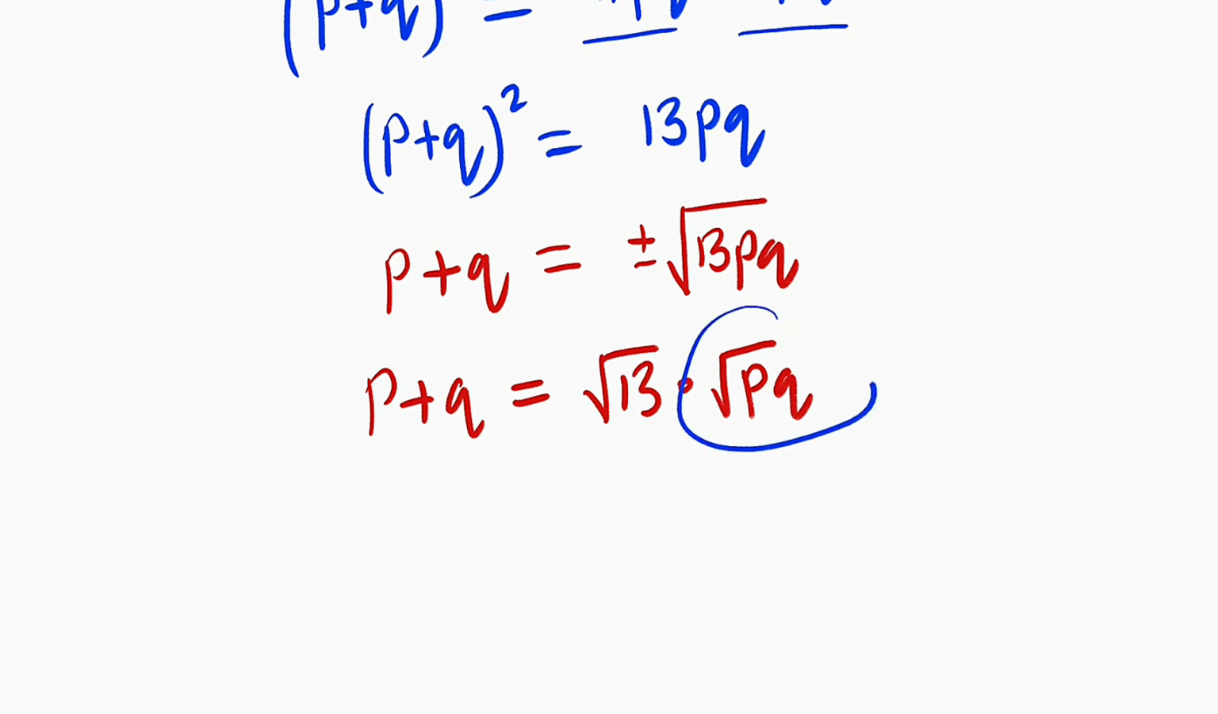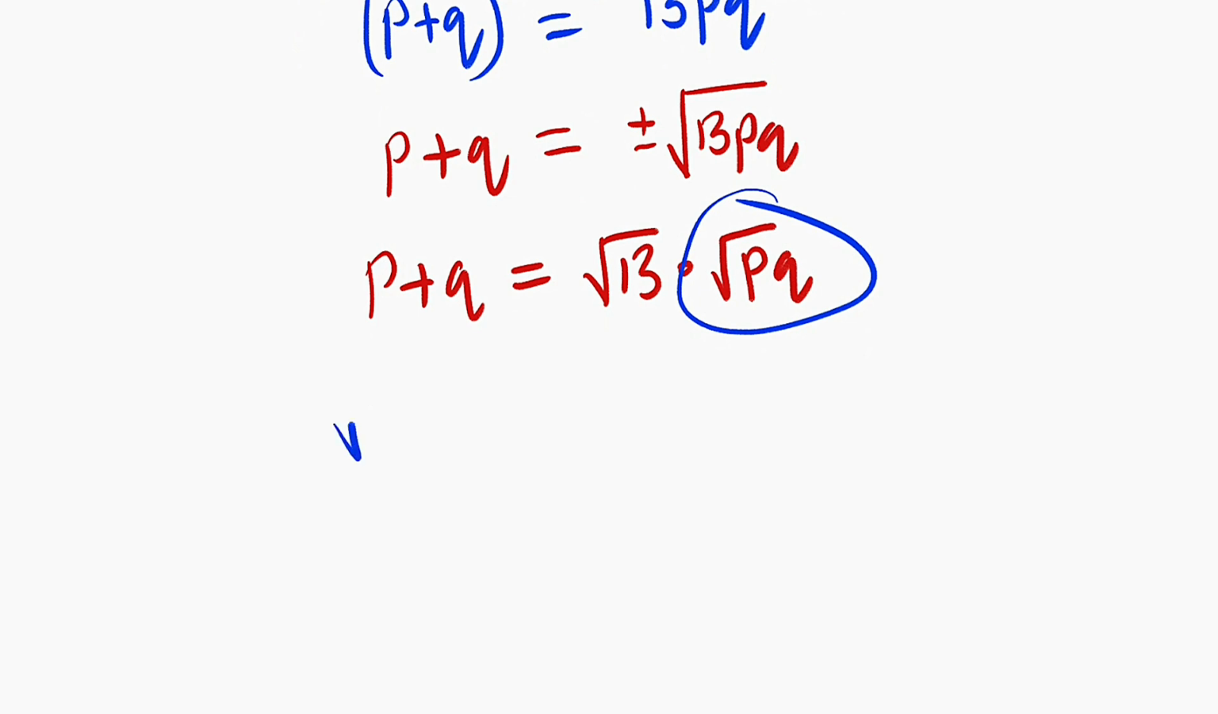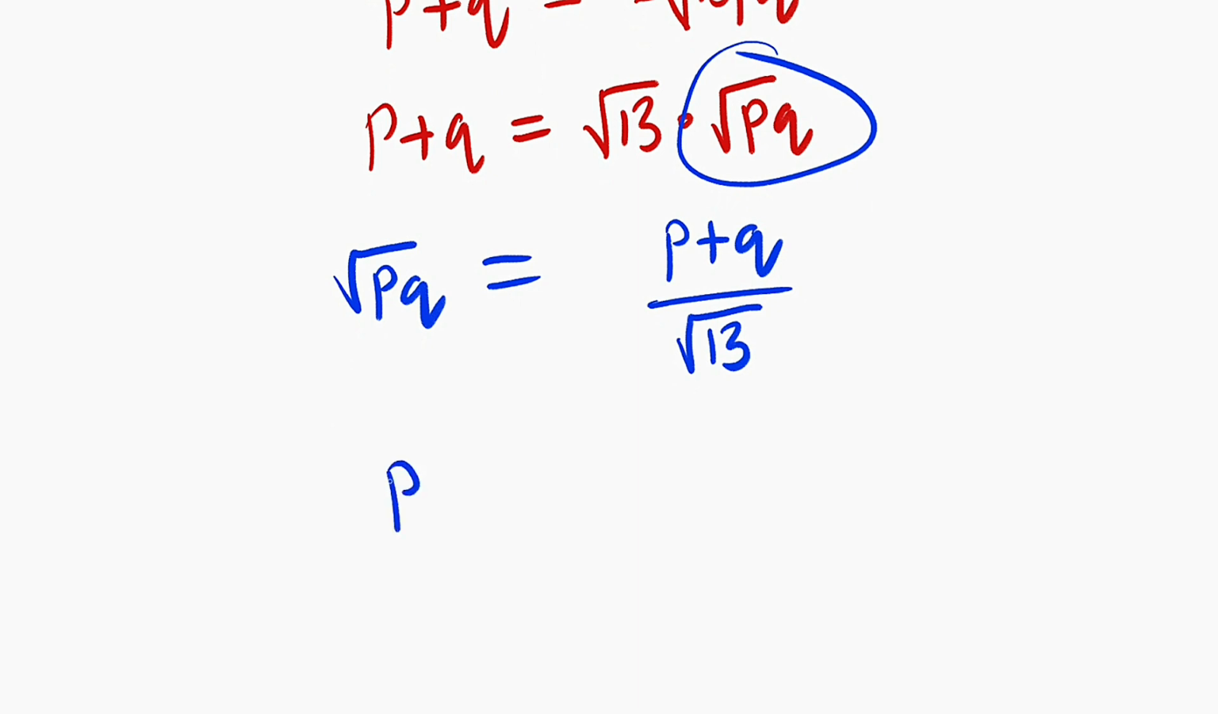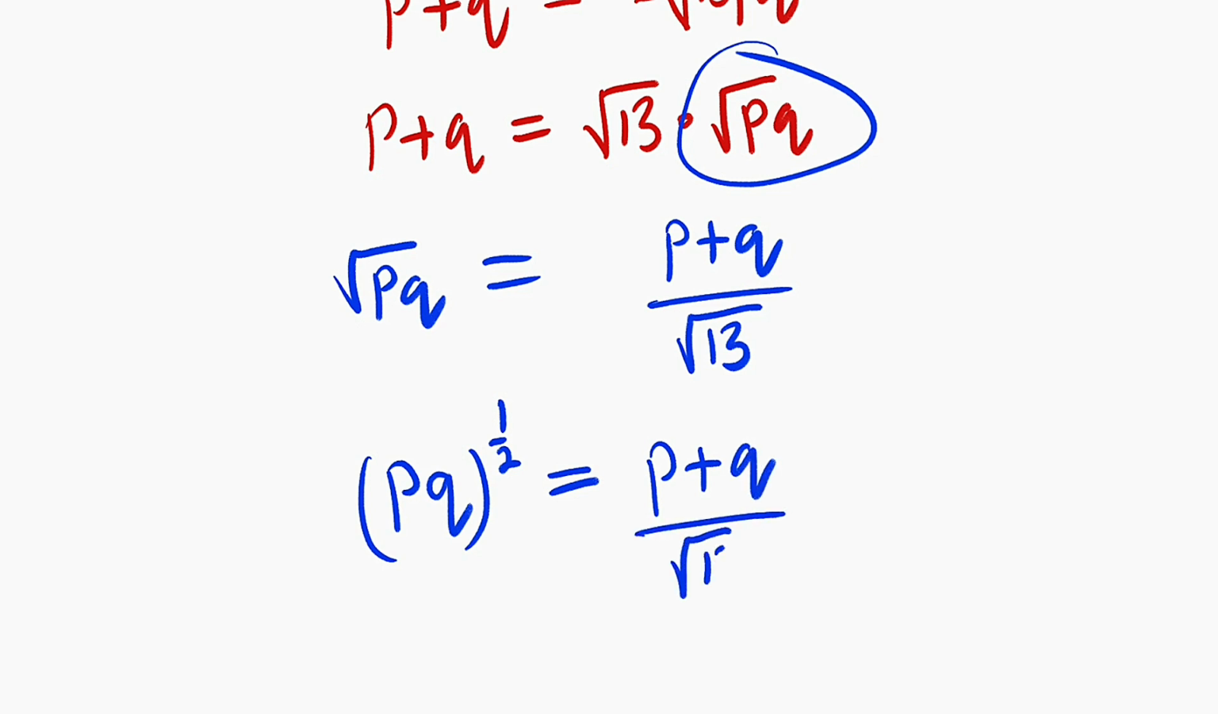So from here, we can make square root of pq the subject. So square root of pq is nothing but p plus q divided by root 13. And from one of the laws of indices, square root can be written as power of 1 over 2. So we have pq all raised to the power of 1 over 2. It is the same thing as the square root. This is equal to p plus q divided by root 13.